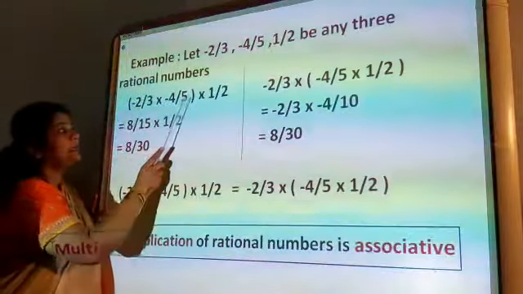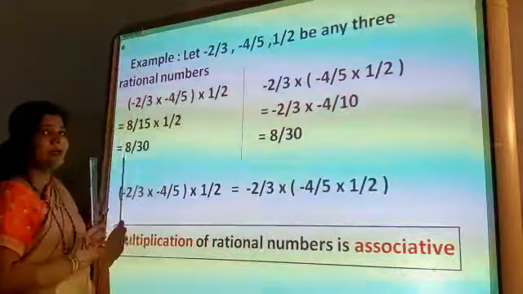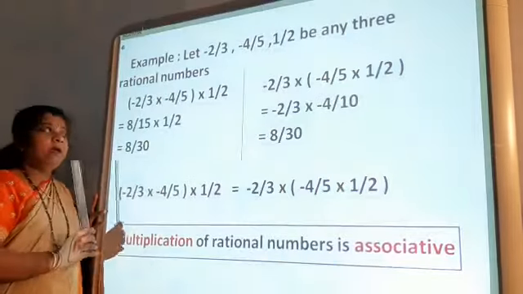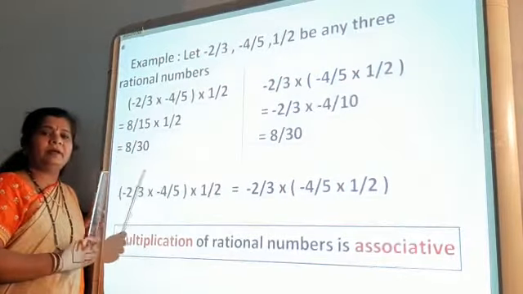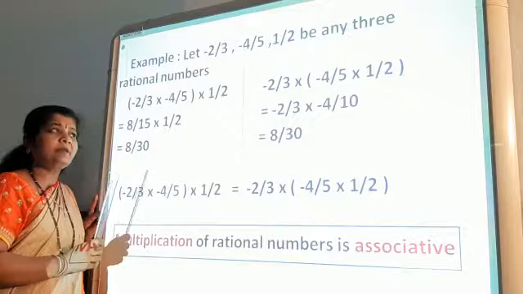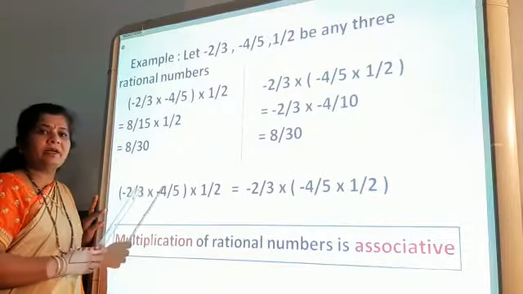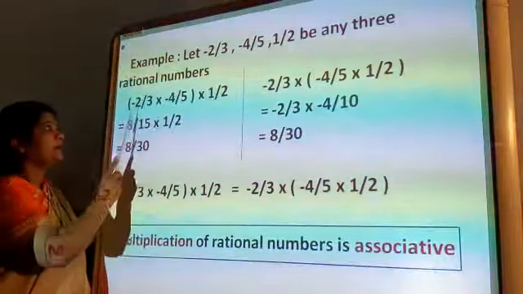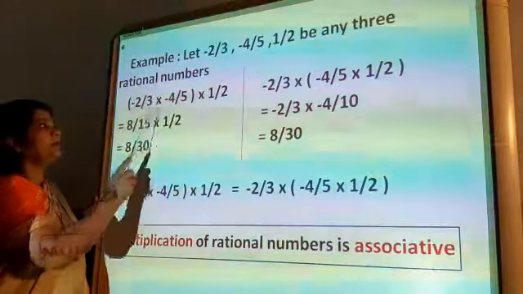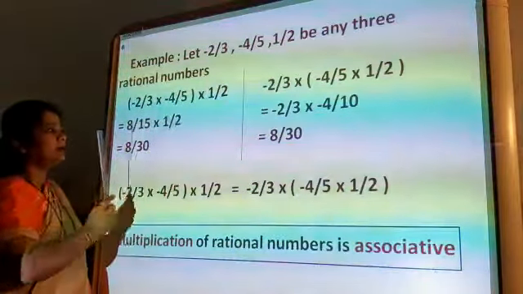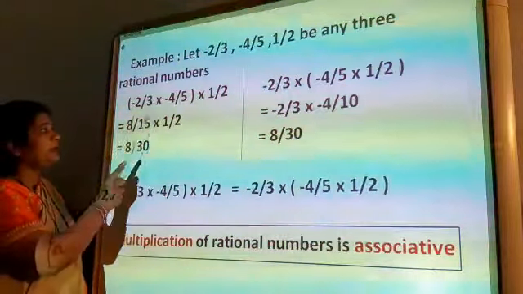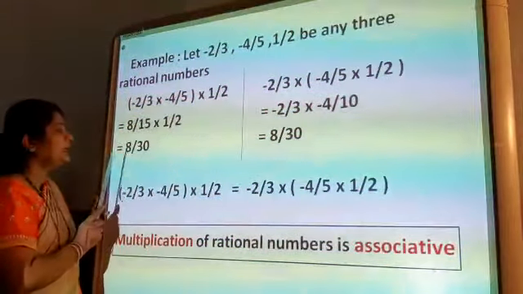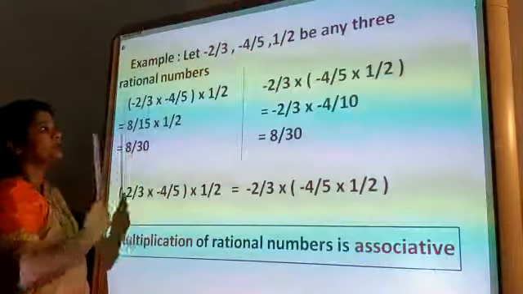Group minus 2 by 3 and minus 4 by 5 and find the product. And whenever we multiply two fractions, we know that we multiply the numbers present in the numerators, and we multiply the numbers present in the denominators. So it is minus 2 into minus 4 is minus into minus is plus, 2 4s are 8. So 3 into 5 is 15. Write this 1 by 2 as it is. Again the numerators are 8 and 1. So 8 into 1 is 8. 15 2s are 30. What answer we got here? 8 by 30 by grouping the first two numbers.